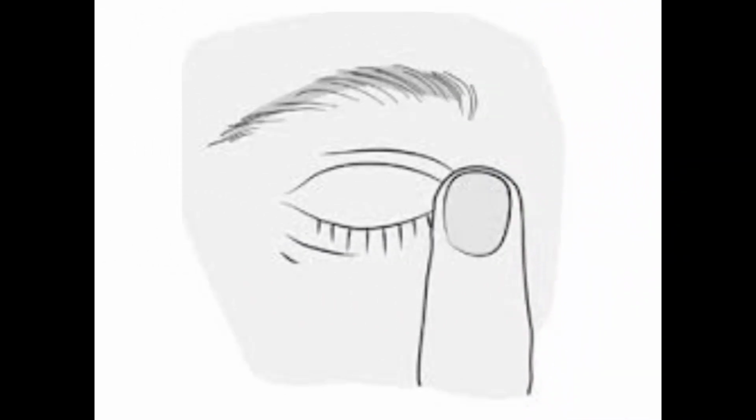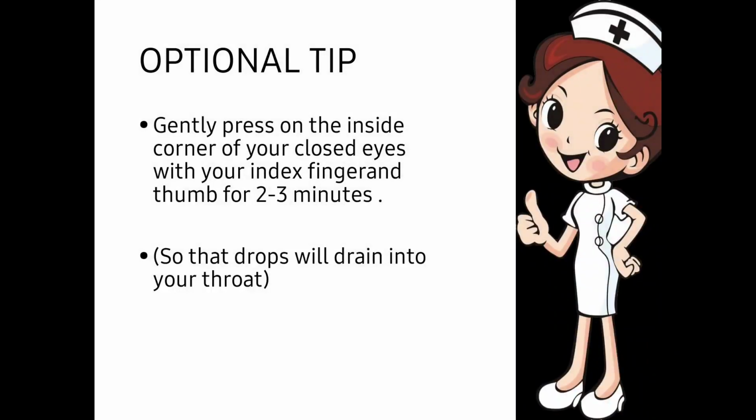So like this, with the help of the index finger, the patient is supposed to press here by closing the eyelids. This is so that the drop will drain into your throat. Normally when we put any kind of drop inside our eye, it by default comes to our throat. So to check whether the passage is clear or not, this step is done.